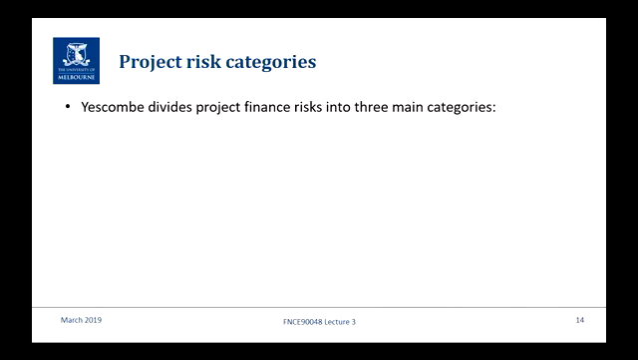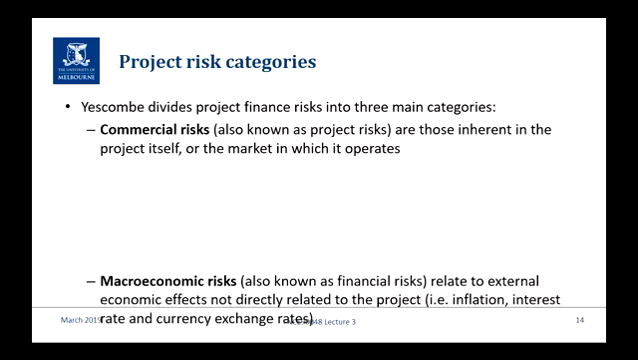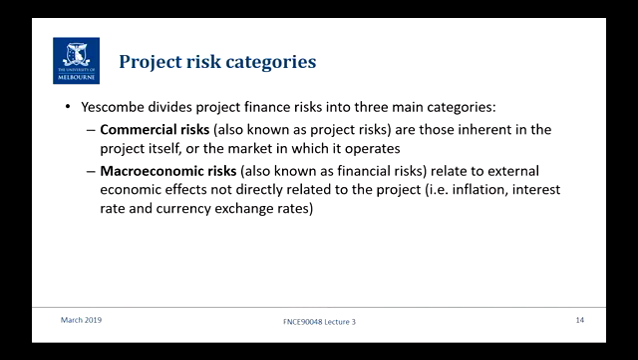So, just staying with Yeskin, but I don't stay with Yeskin for very long because a lot of his treatment is very sort of broad rather than specific. But he says, okay, well, there's three main categories of project finance risks. He calls the risks commercial risk, and the commercial risks are the ones for doing the project. So if you're doing a power plant, it's the risks around doing the business of constructing and operating a power plant. Then there's macroeconomic risks, and they're the external risks, but you're still subject to them.